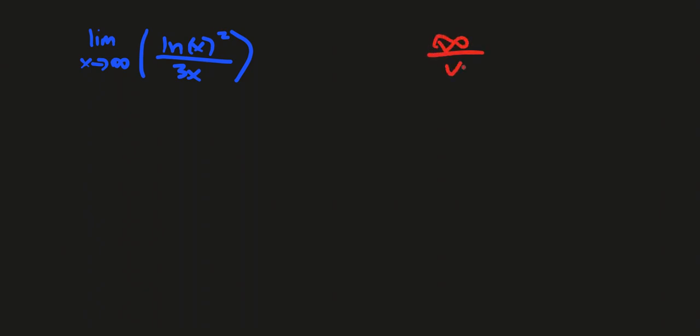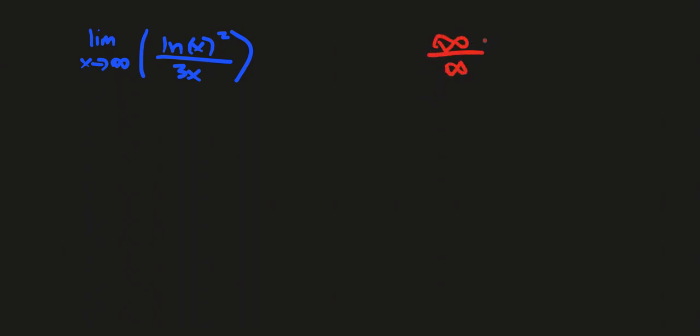Alright, so in this video, I'm going to be evaluating the limit as x approaches infinity of the natural log of x squared over 3x. In order to evaluate this, let me first try to use direct substitution. When I try to use direct substitution, I get the indeterminate form infinity over infinity.